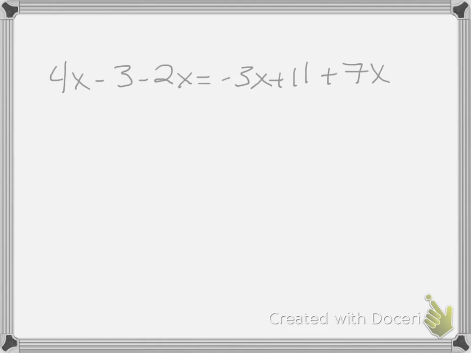Okay, this one it looks like we can combine some like terms. So 4x minus 2x gives me 2x. And then negative 3x plus 7x should give me 4x. Okay, and now we got to move some things around.